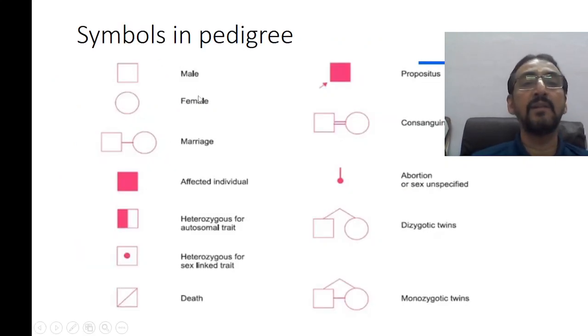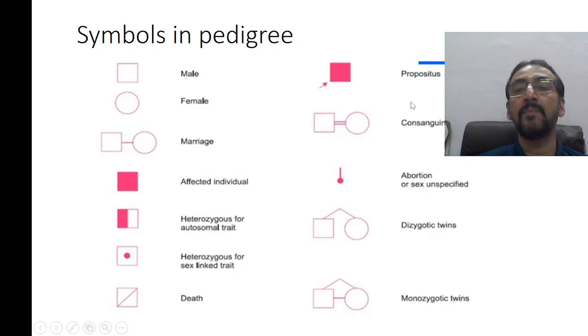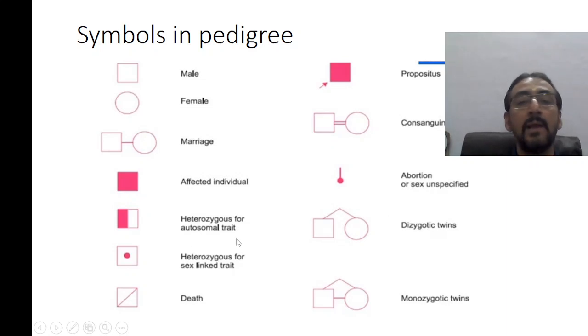Male is a square and female a circle, a marriage is a single line, and a consanguineous marriage a double line. This is the proband, shown with the arrow. Then an affected male individual, an affected female individual. Then this line suggests abortion or sex unspecified. This is heterozygous for the autosomal trait. This is a shaded square with a cross, which indicates death. These are monozygotic twins, like this.